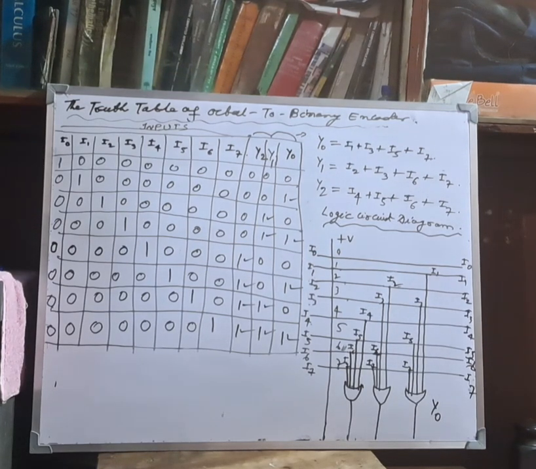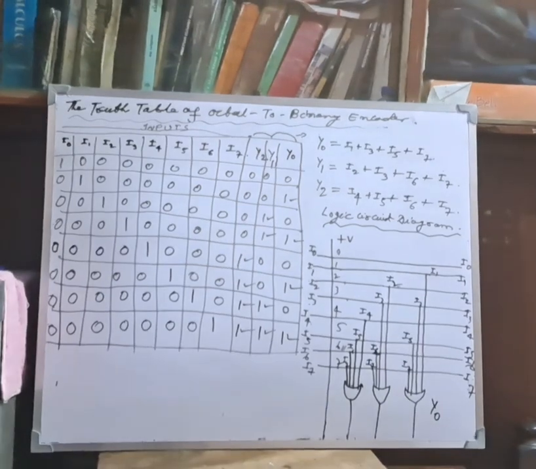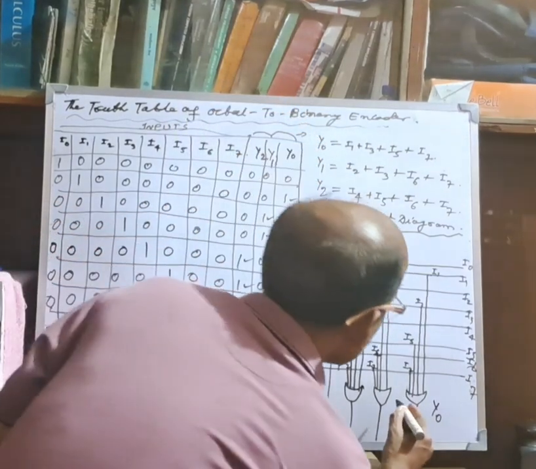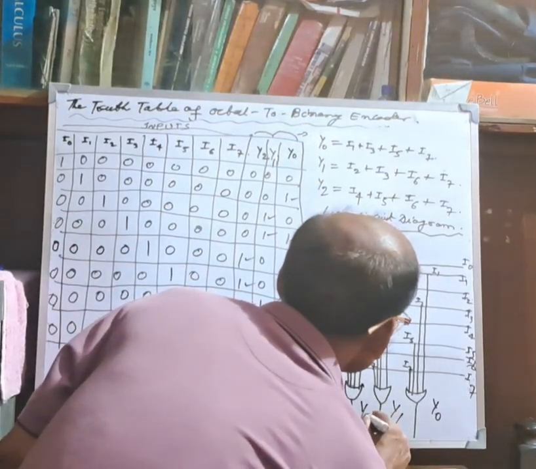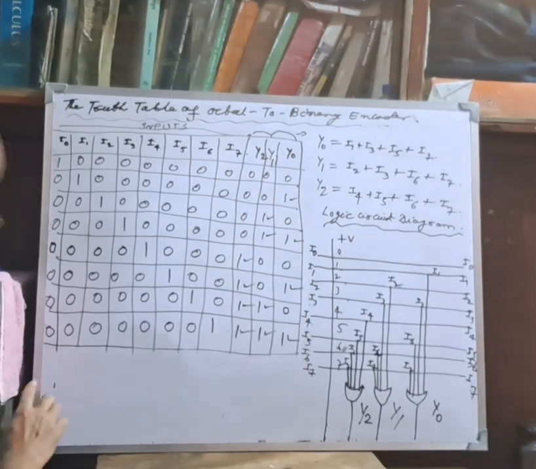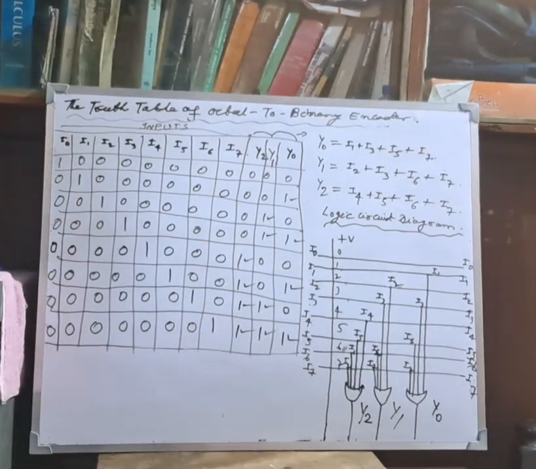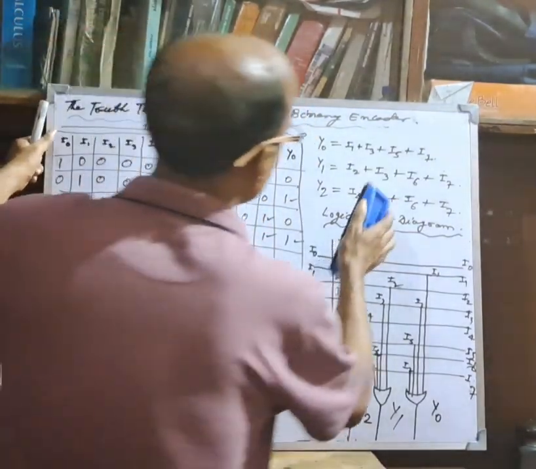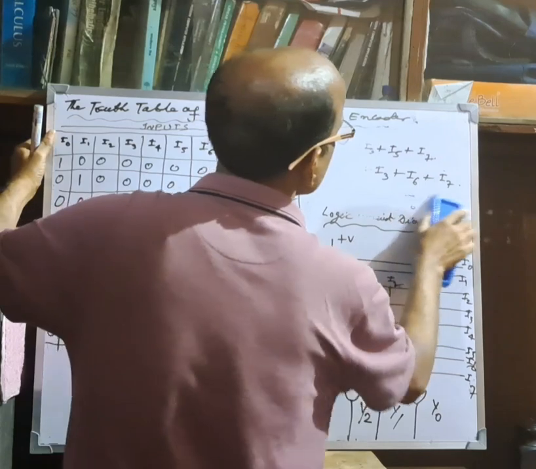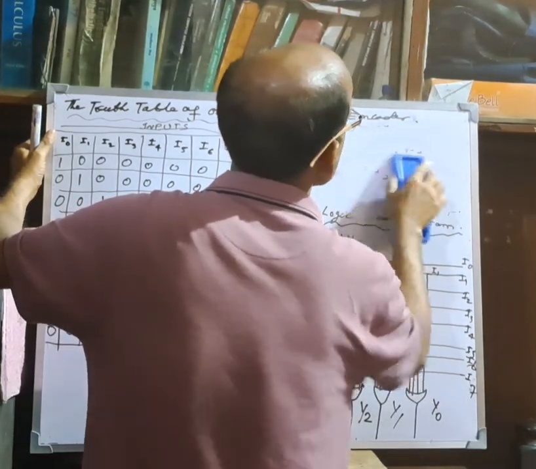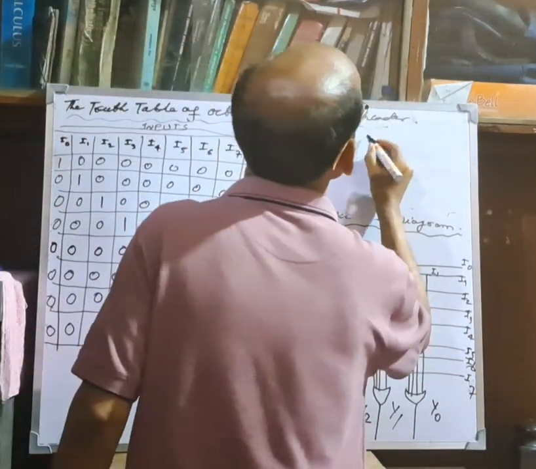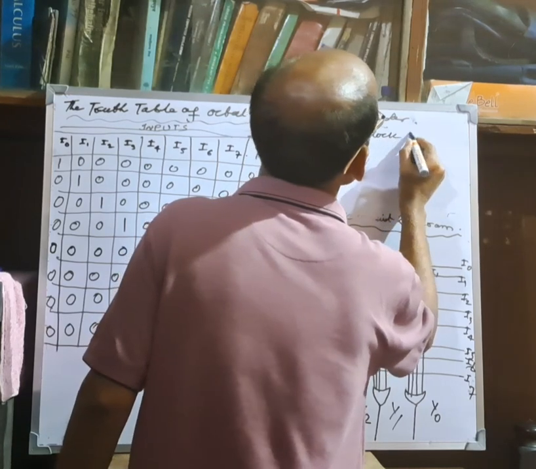One block diagram is left, so I am going to explain the block diagram also. That will be: this is y0, this is y1, and this is y2. Clear? In this block diagram you just see here. I am explaining here in this space. We can do the block diagram here also. Okay, you just see the block diagram.